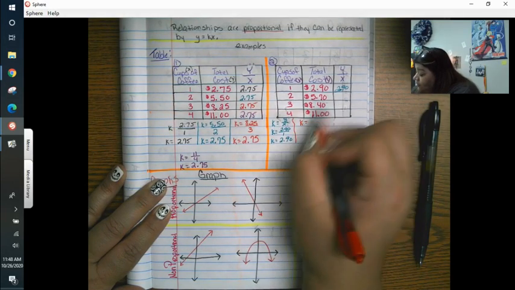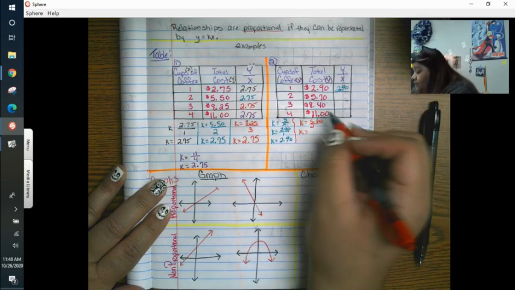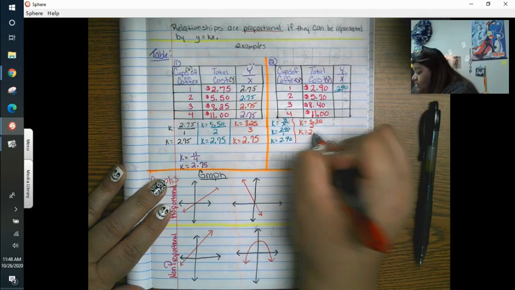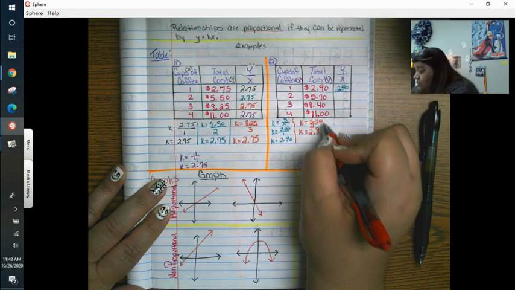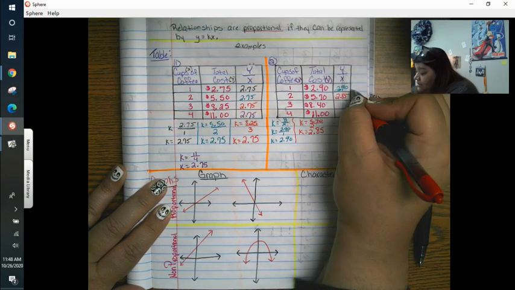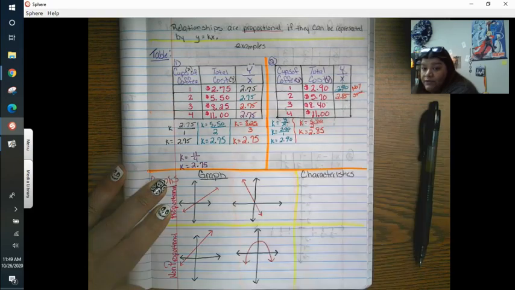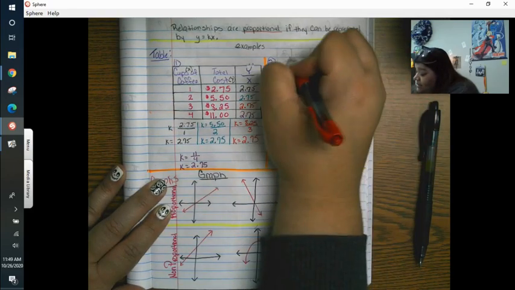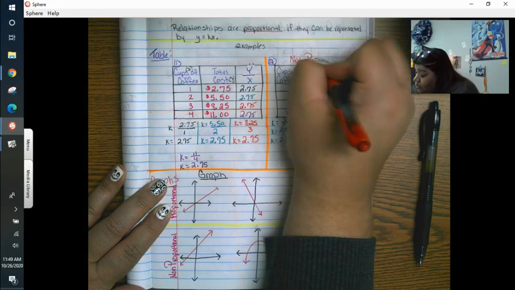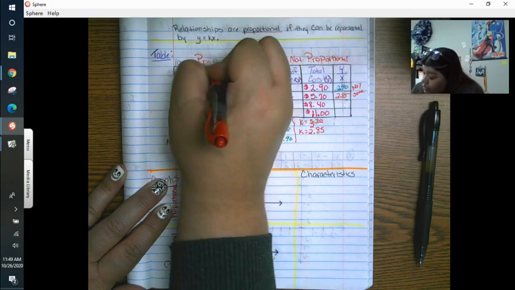Okay. Let's go with the second one. My y here is $5.70 divided by 2. So let's do the math. 2 goes into 5 2 times with 1 left over. So 2 goes into 17 8 times with 1 left over. And 2 goes into 10 5 times. $2.85. See, they're not the same. As soon as you find at least one that is not the same, then this is not proportional. This one is proportional.